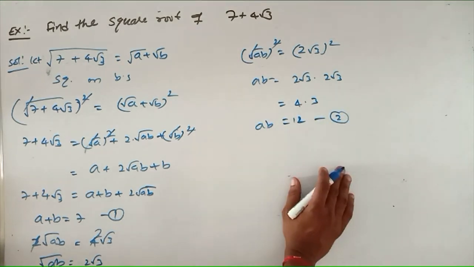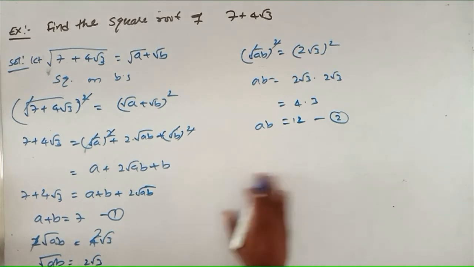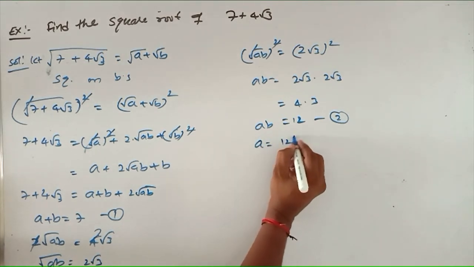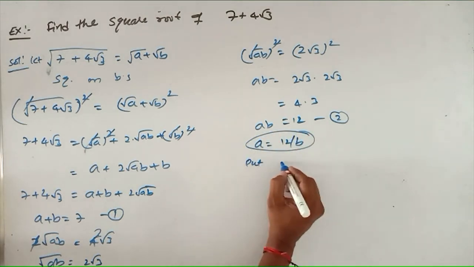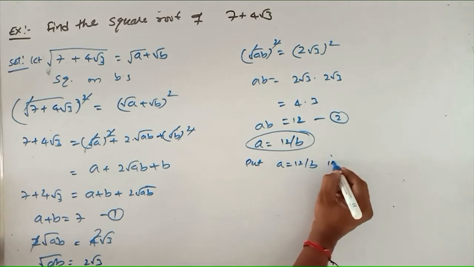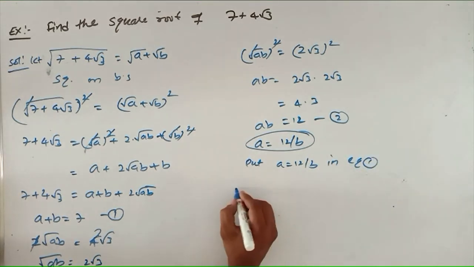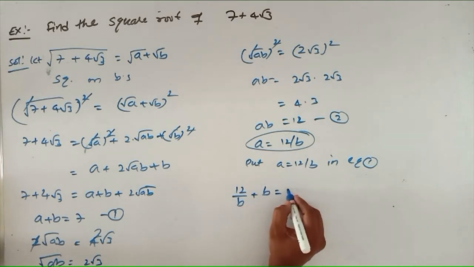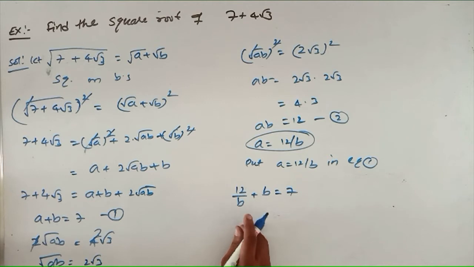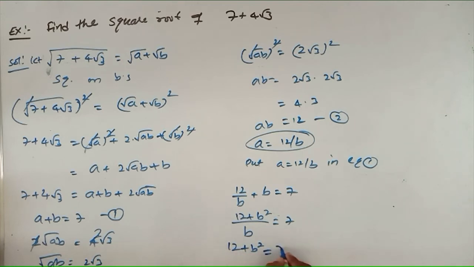Now substitute. So here a is equal to 12 by b. Now substitute a equal to 12 by b in equation 1. That is 12 by b plus b is equal to 7. The LCM is b. 12 plus b square over b is equal to 7. Now do the cross multiplication. 12 plus b square is equal to 7b.